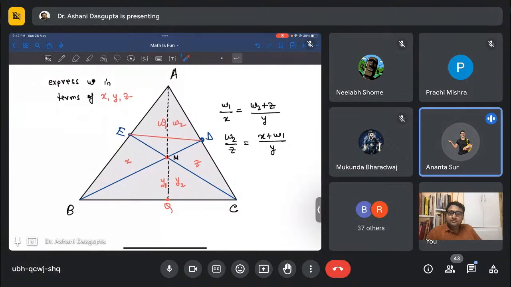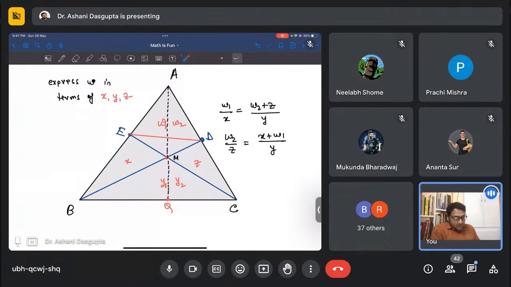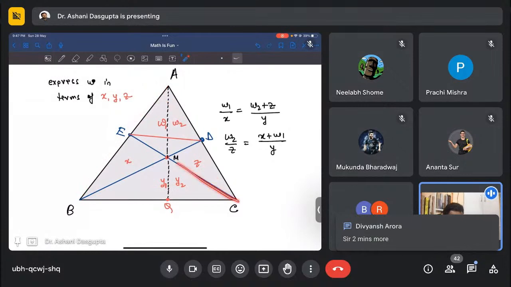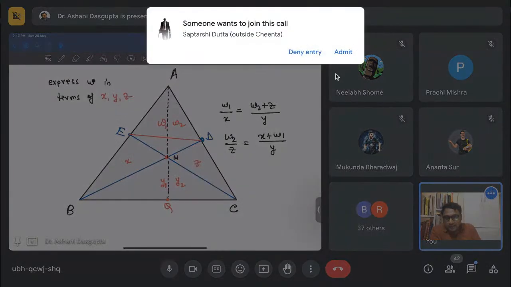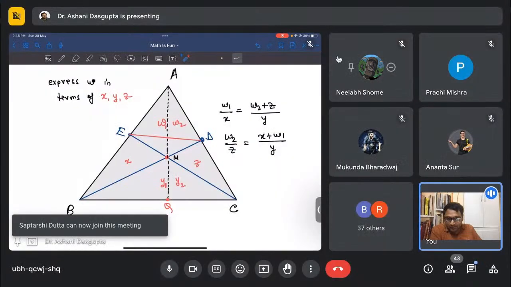Sir, I joined late, so can you tell me what information is given in this question? The only information that is given is that ABC is a triangle, CE is a Cevian, a line connecting C and any point E on AB, and BD is a line connecting B and any point D on AC. There is nothing special about CE and BD.